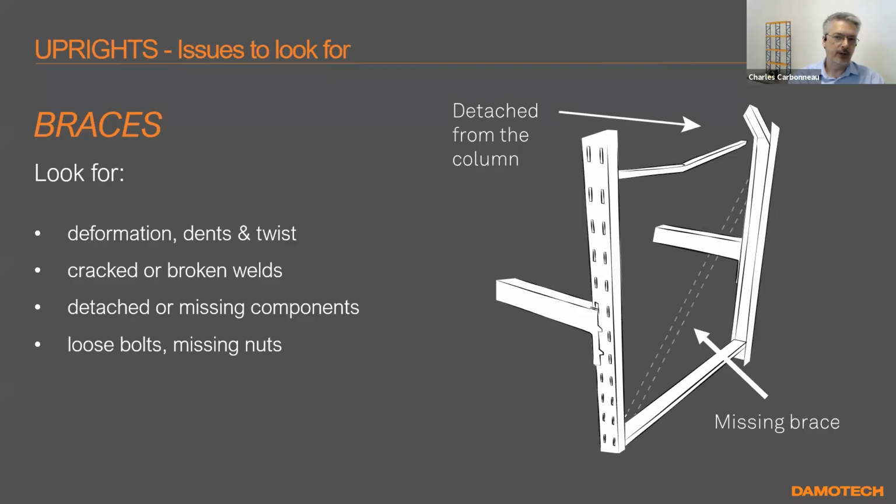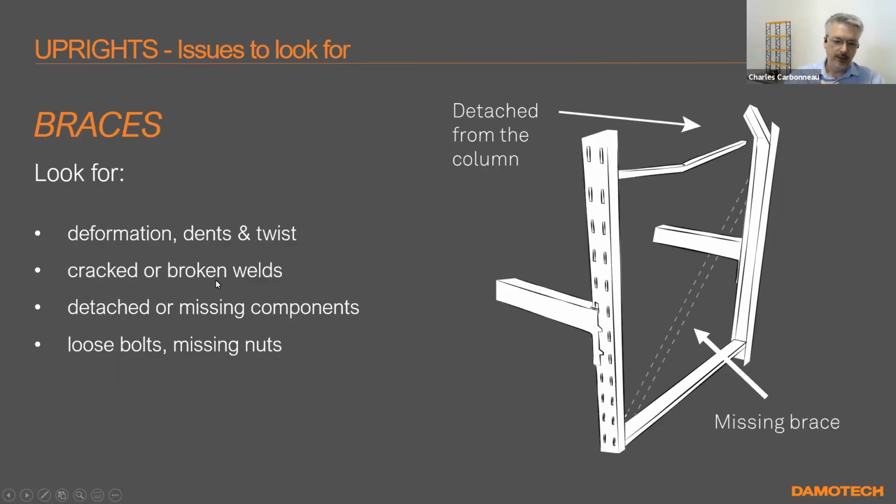What else do we have on uprights? The bracing that attaches these 2 columns together. If they're detached from the column, and that's what we're showing here at the top, of course, that's a big problem. You have to fix it immediately. What we're saying also is if it's badly deformed, they have dents and twists. You want to watch for cracks on the welds.